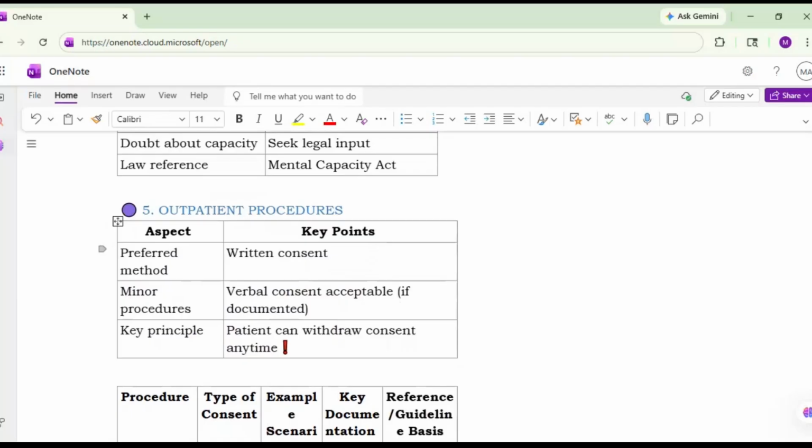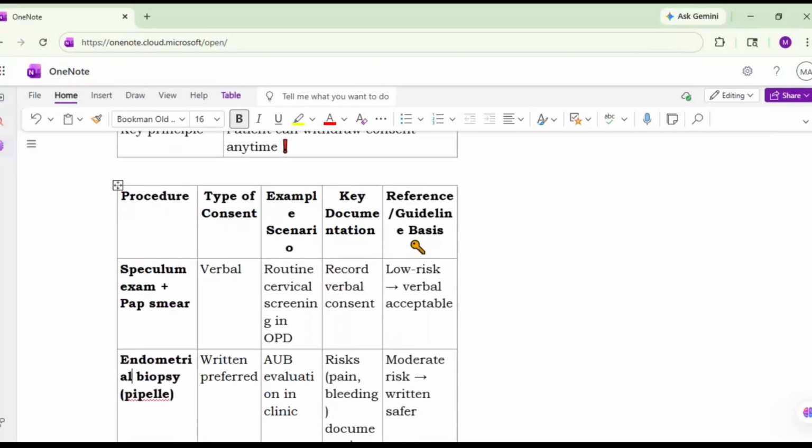Now if there are certain outpatient procedures, it is always better to have written consent, but if it is a minor procedure, verbal consent is acceptable if it is documented. So even if the consent is taken verbally, we have to document that verbal consent is taken. The key principle is that the patient can withdraw consent anytime. Say, for example, we are just doing the speculum examination and the pap smear. Verbal consent is more than sufficient because it is a low risk procedure. However, we have to record the verbal consent. It is just a routine cervical screening in the OPD.